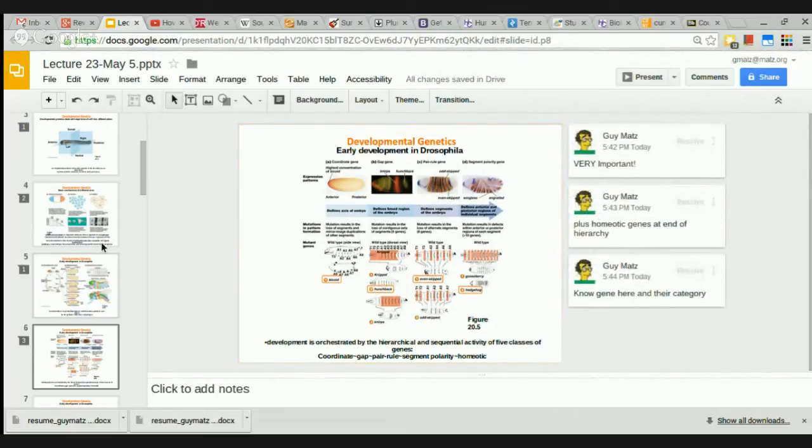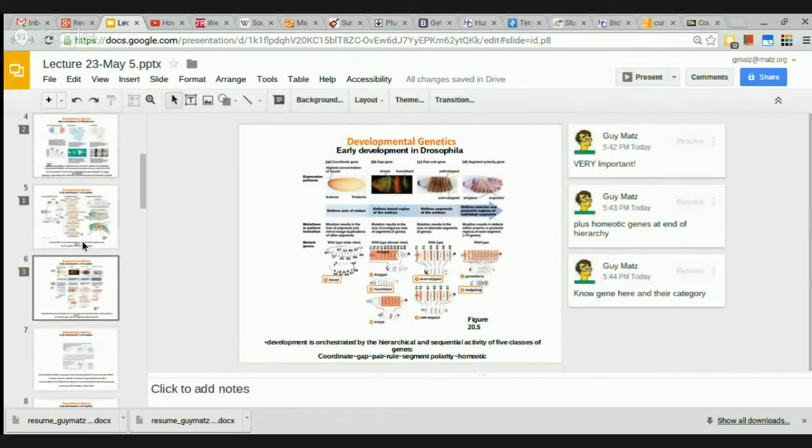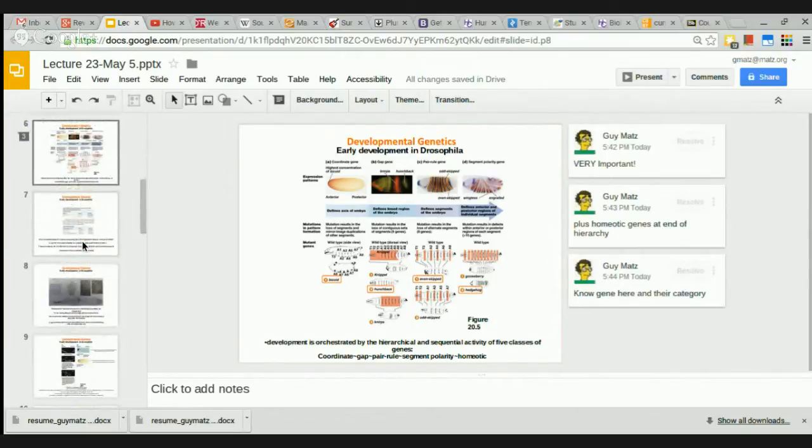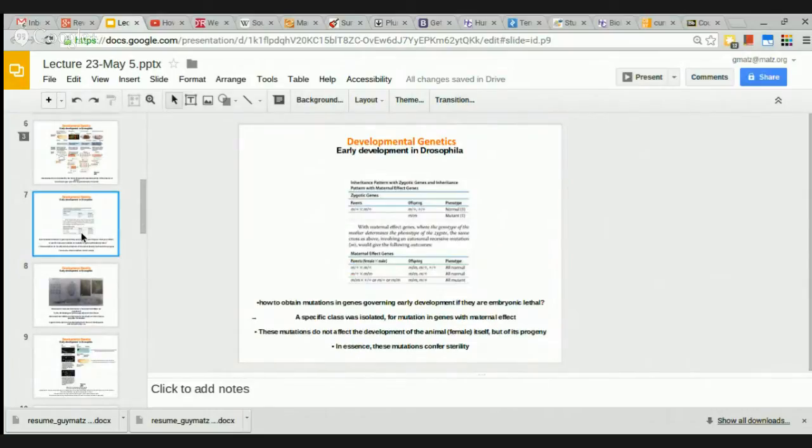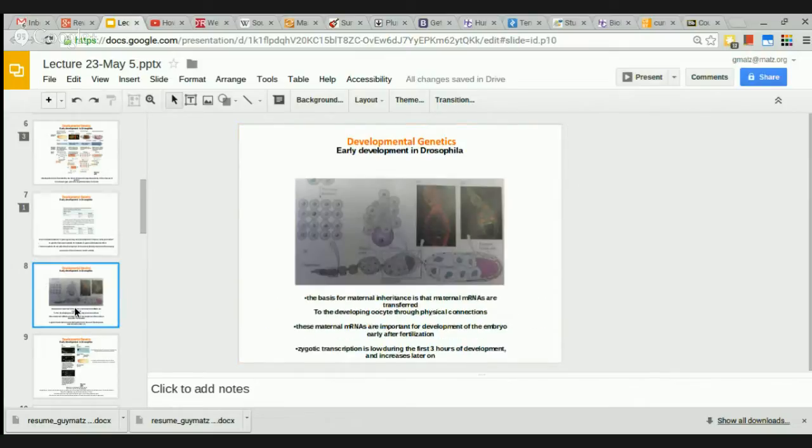So that slide, I think, is a bit surprising. It's important to remember for maternal effect genes that really that has nothing to do with contradicting Mendel in any way. It's just a particularity of the early development in the fly, and that is the female that produces the oocytes actually produces RNAs, mRNAs that are transported into the oocyte.